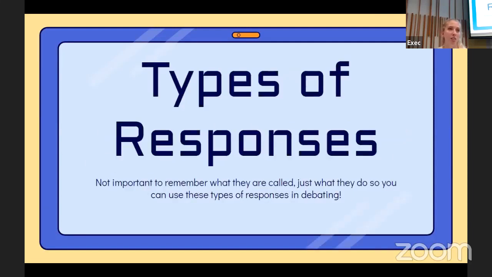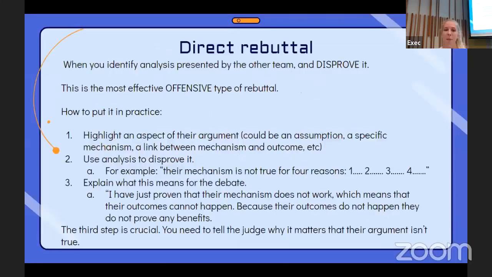I don't want anyone to be thinking about the technical terms that might be used or what they're called. I just want you to have a little bit of an idea of the kinds of tools in your tool basket that you can use when responding to different cases. So the first and most common type of rebuttal in debating is direct rebuttal. You probably have already used this before, you just haven't called it anything. This is when you identify analysis presented by the other team and disprove it. This is the most effective offensive type of rebuttal.